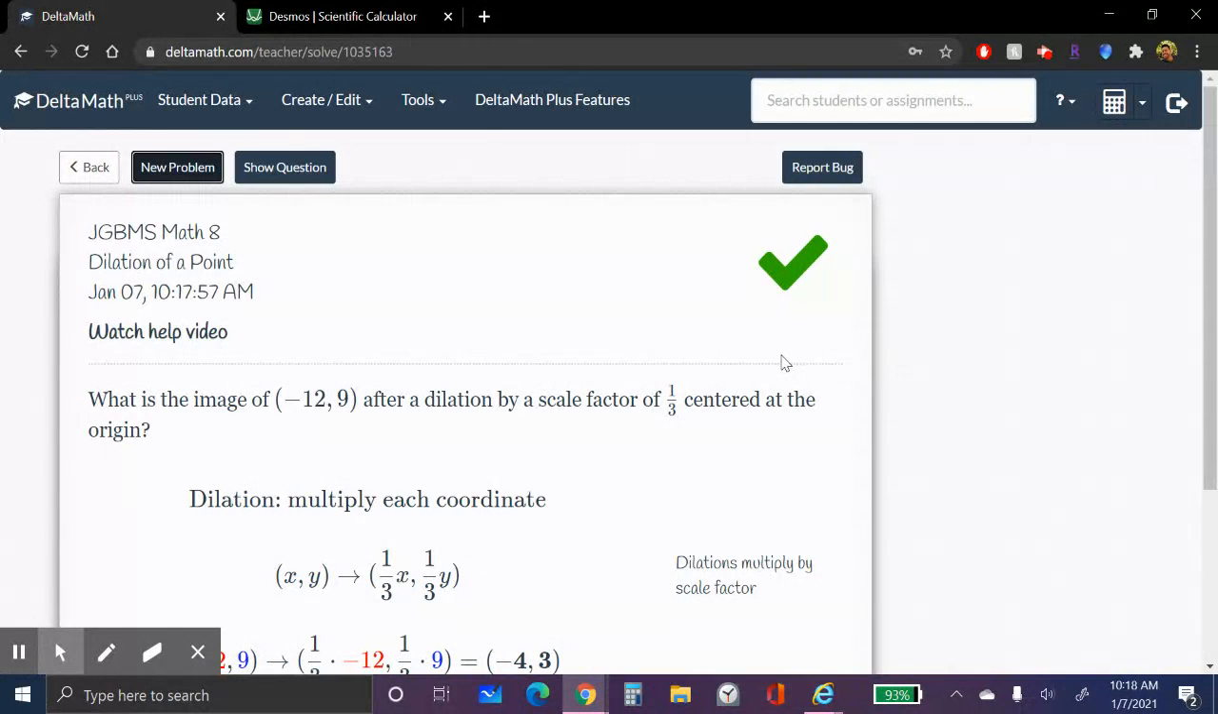Okay, so that's it for today's lesson on dilations. Remember, a dilation is when you're shrinking or enlarging a figure, keeping the same shape. And the scale factor is what you multiply the original figure by in order to get the dilated image.